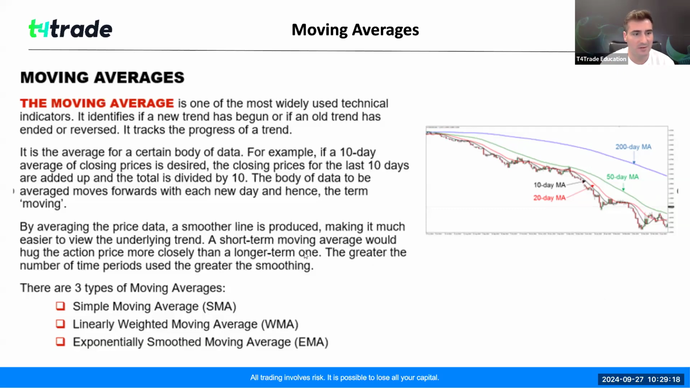So where did we leave off? Okay, yeah, a short-term moving average would hug the price action more closely than the long-term one. You can clearly see that. So the greater the number of periods used, the greater the smoothing. Okay, so there are 3 types of moving averages. What we call the SMA, the simple moving average. Again, 10 periods. You have 10 values. Divide that by 10. Done. Simple moving average. You have the linearly weighted and also the exponential moving average.